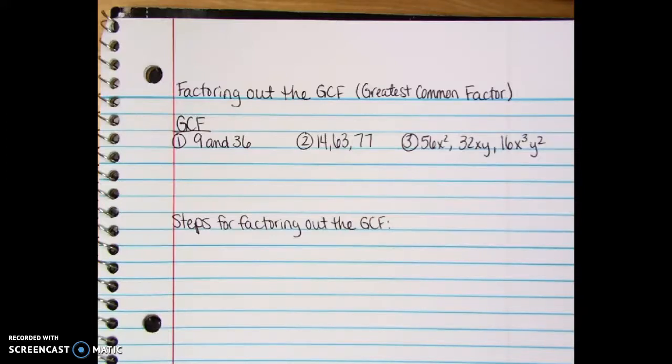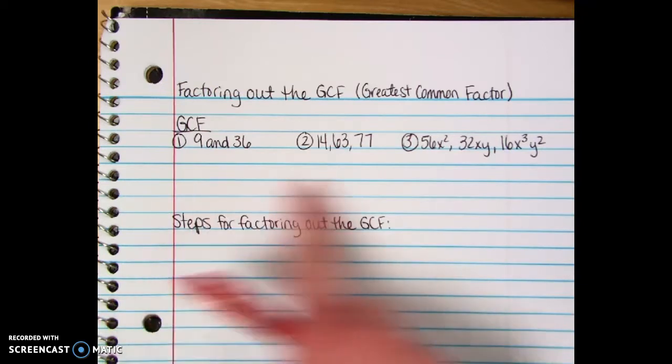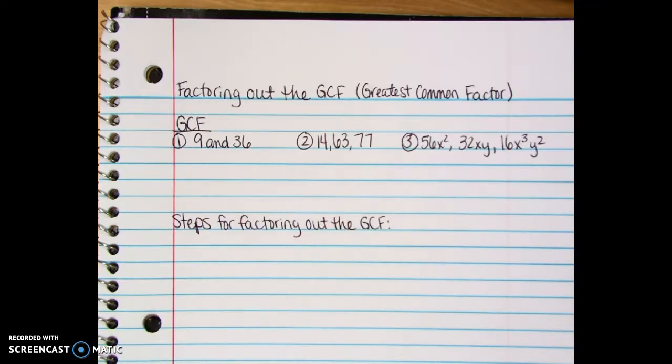Today we're going to talk about factoring out the GCF, or the greatest common factor, in polynomials. First we're going to start with 3 examples of just finding the GCF before we're actually factoring it out. The GCF is the largest number that can divide evenly the numbers that you're given.